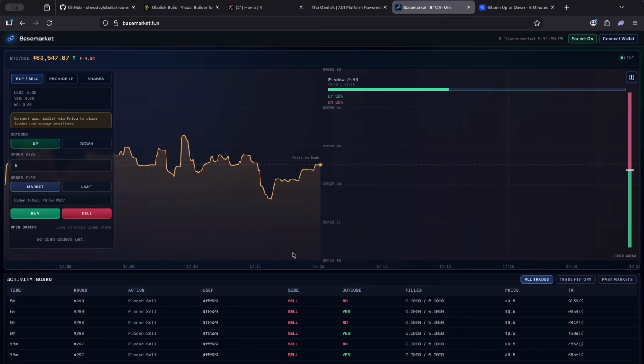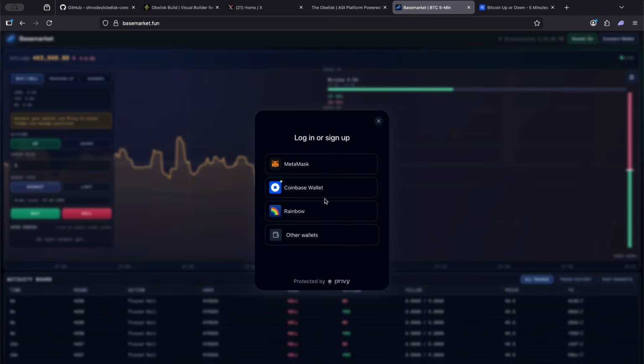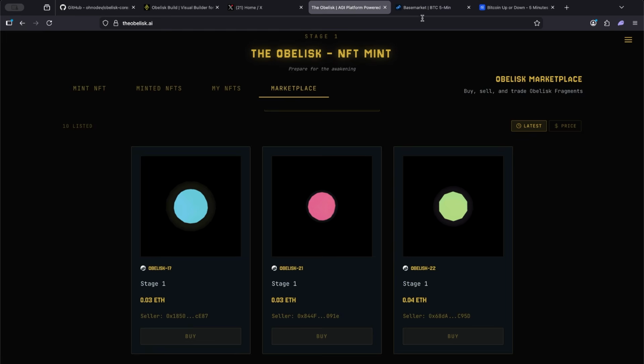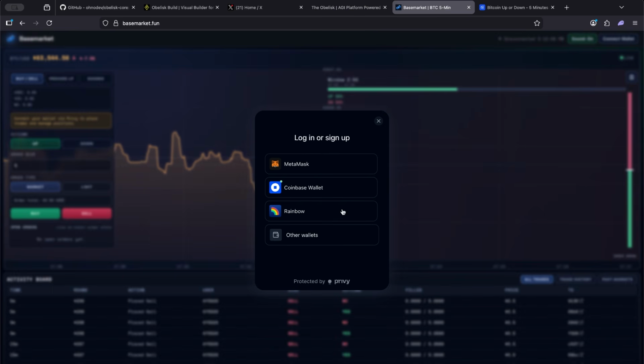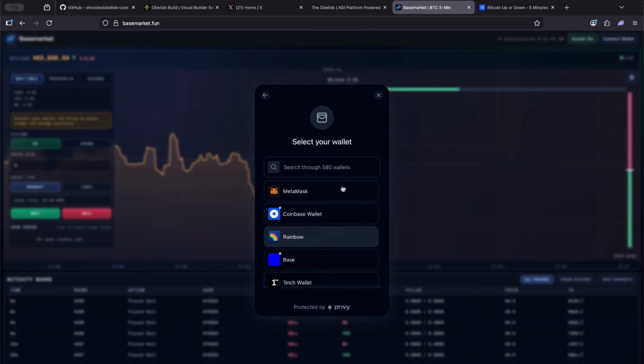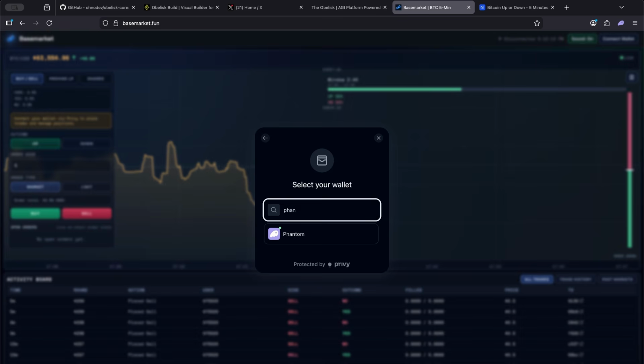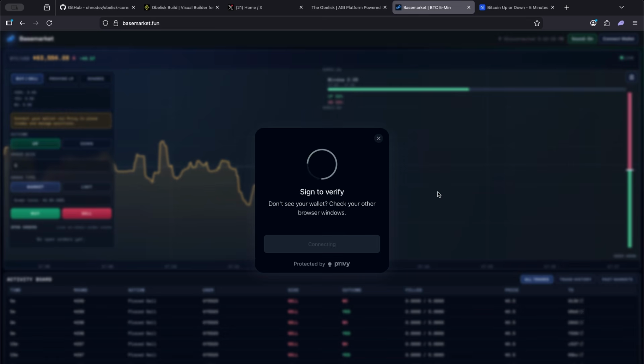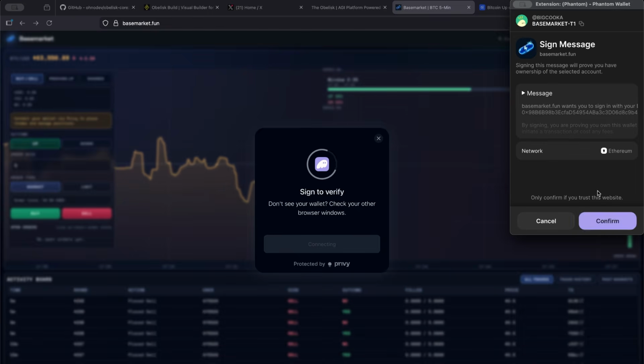So in order to start using this platform and start predicting, you need to connect your wallet. But first of all, you need to make sure to own an Obelisk NFT. So you connect your wallet, you can use Phantom. Just choose a wallet. If you use Phantom, we recommend Phantom, and you're gonna have to sign it.